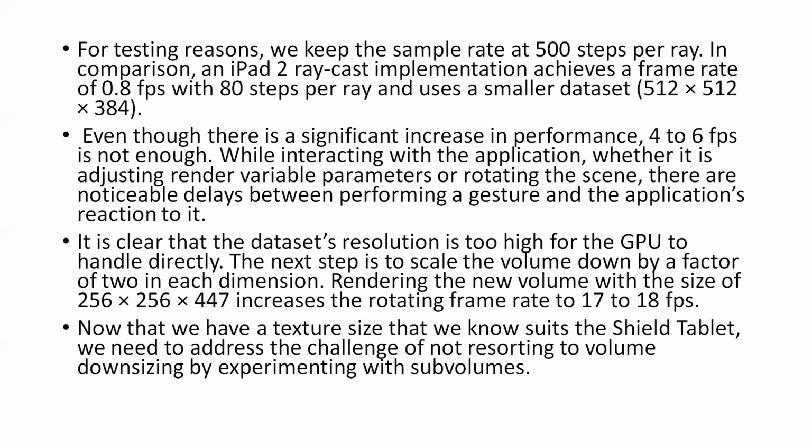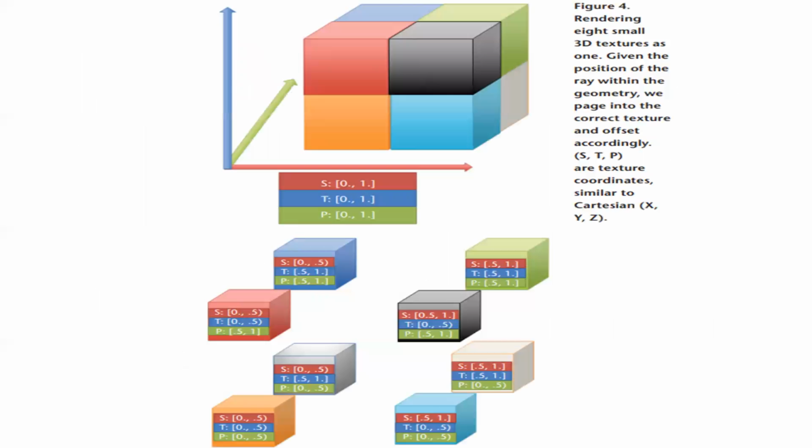Now that we have a texture size that we know suits the Shield tablet, we need to address the challenge of not restoring the volume downsizing by experimenting with subvolumes. Next, this is an image, figure 4, rendering 8 small 3D textures as one. Given the position of the ray within the geometry, we page into the correct texture and offset accordingly. STP are texture coordinates similar to Cartesian XYZ.